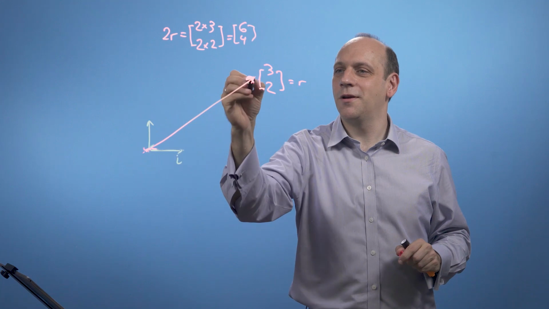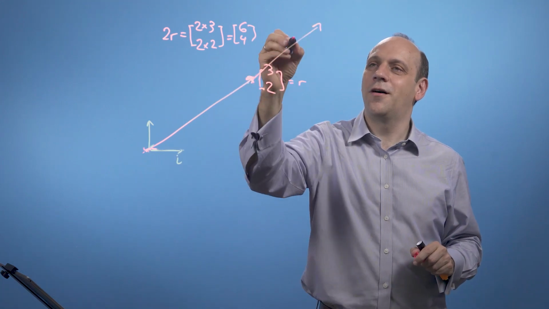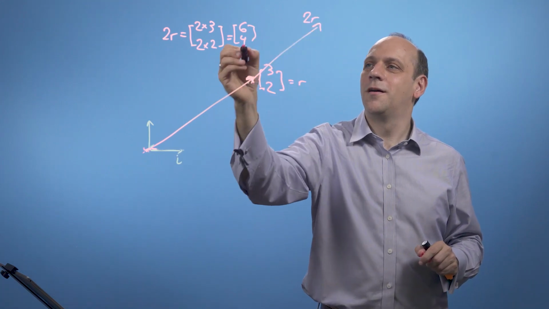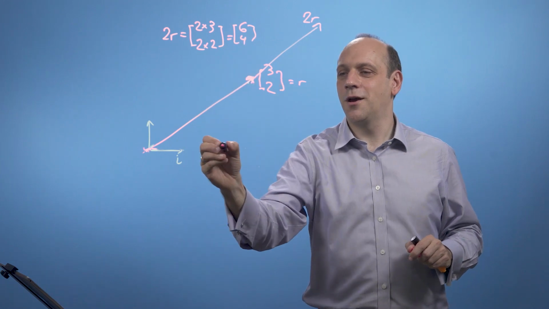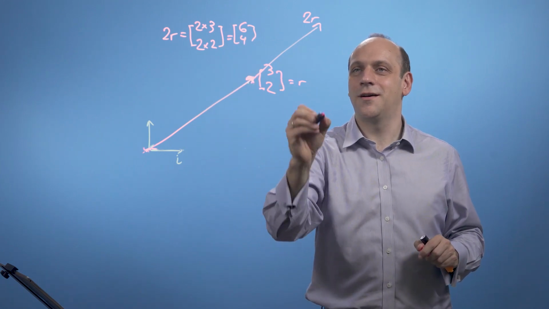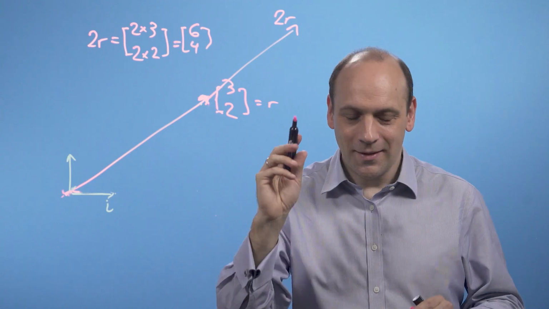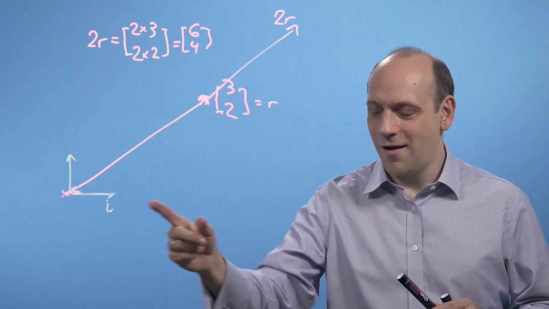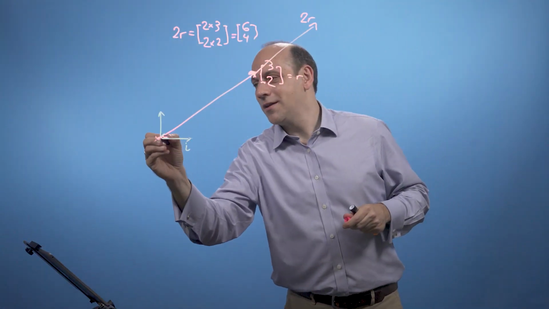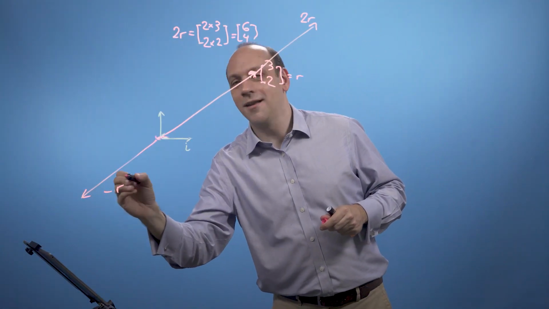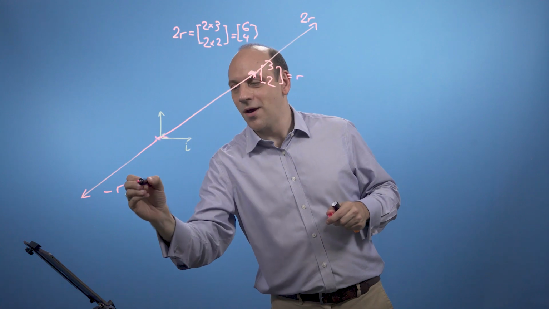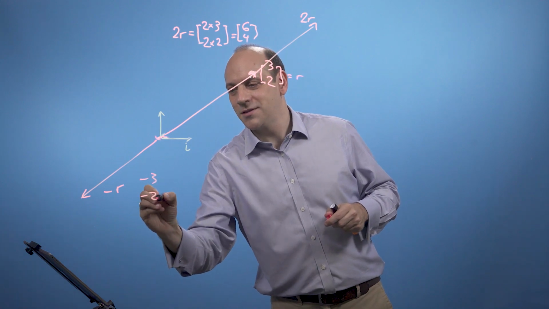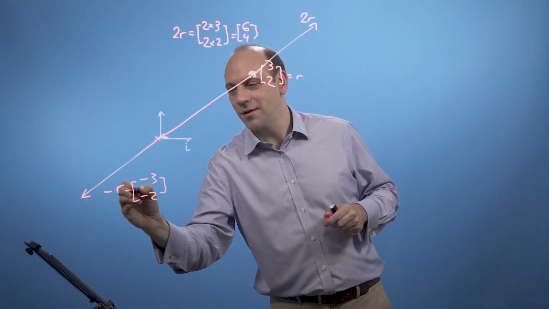So 2r would be doing r and then doing another r, so that would be 2r, which would be the vector 6, 4. Go along 3 i's, 4, 5, 6 i's, and up 4 j's. Now, you need to think about another question, which is minus r. So r is this, minus r is then that, which will be minus 3, minus 2. That will be minus r.